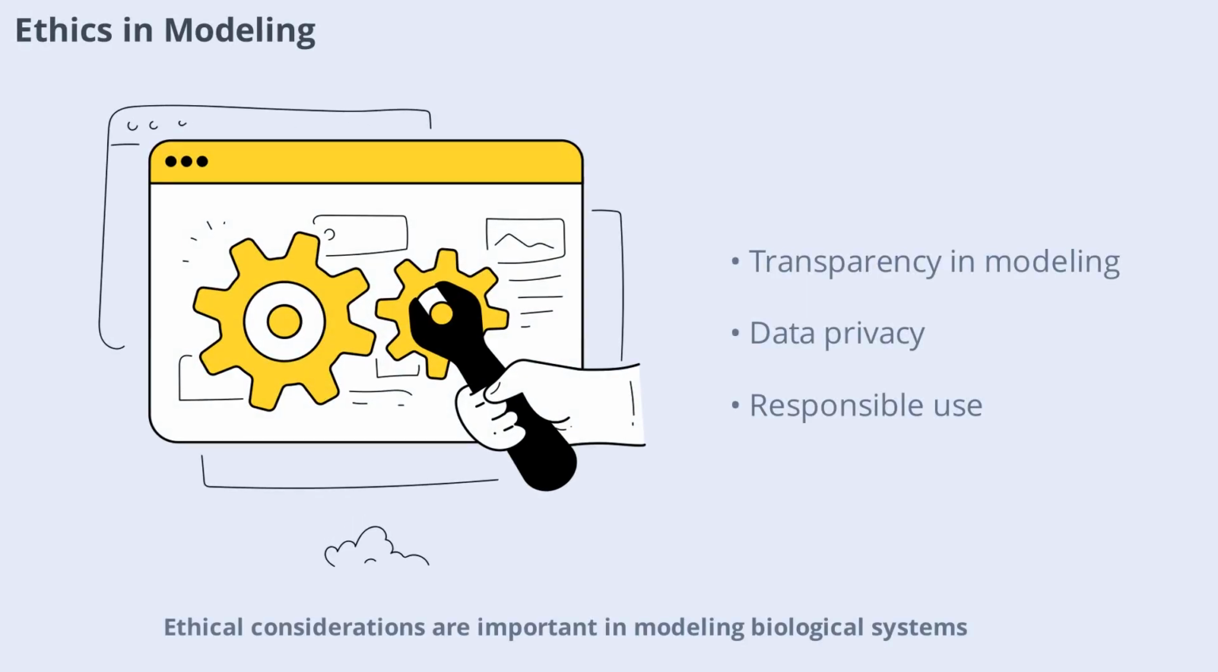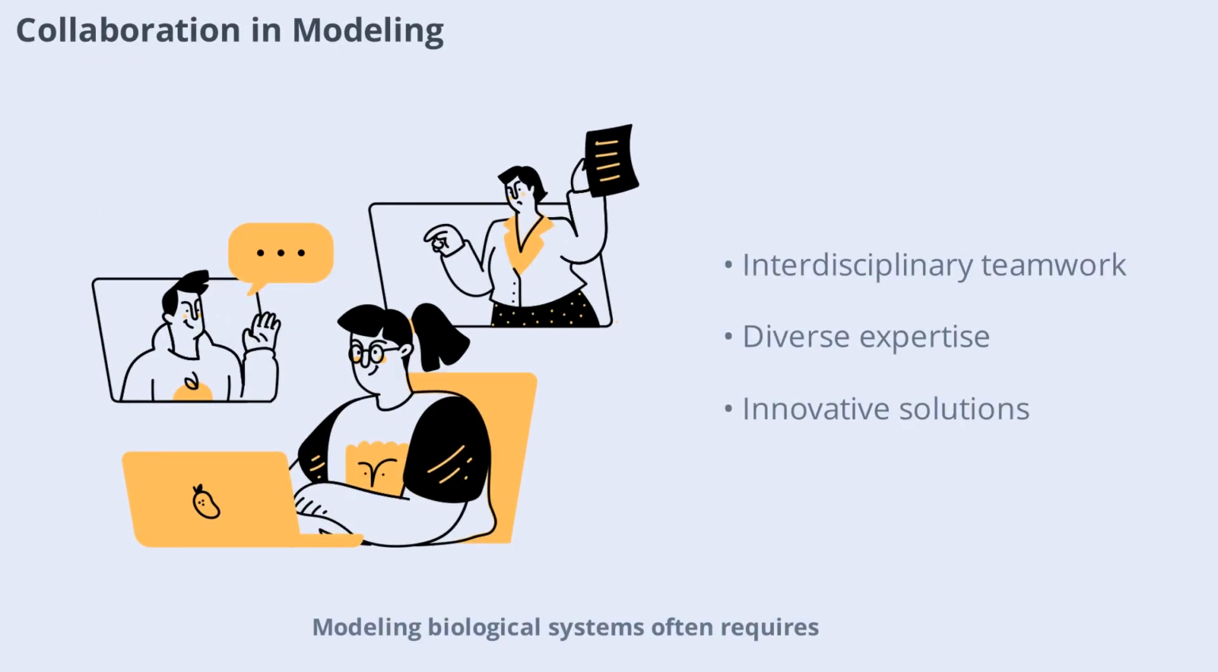Ethical considerations are important in modeling biological systems, especially when models inform decisions that affect health, the environment, or society. Transparency, data privacy, and responsible use of models are key concerns. Scientists must ensure that models are used ethically and that their limitations are clearly communicated to decision makers and the public.